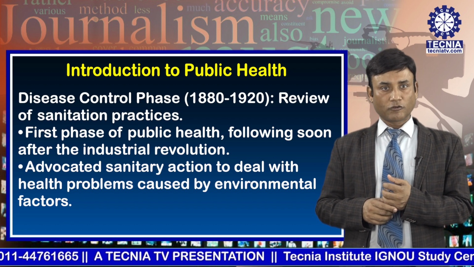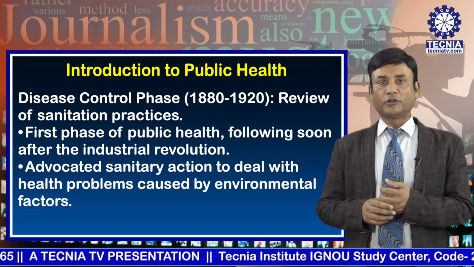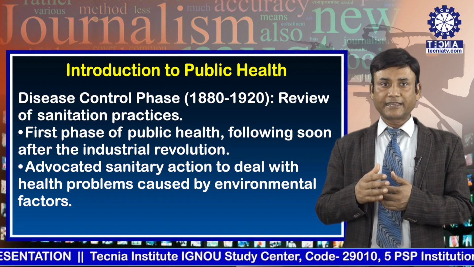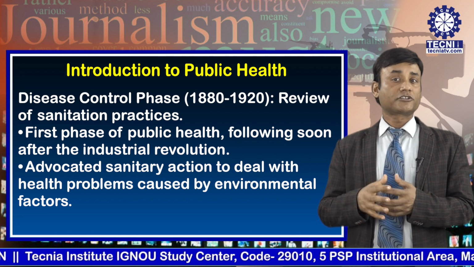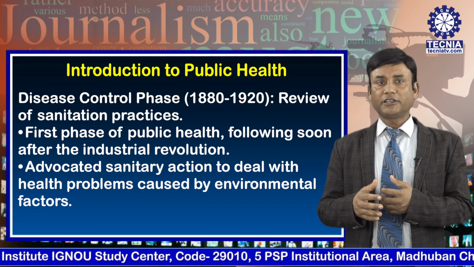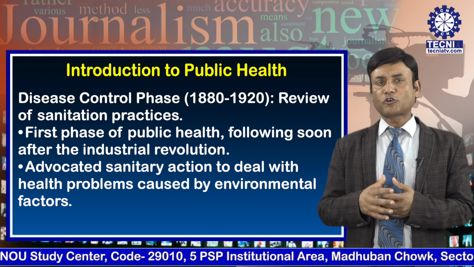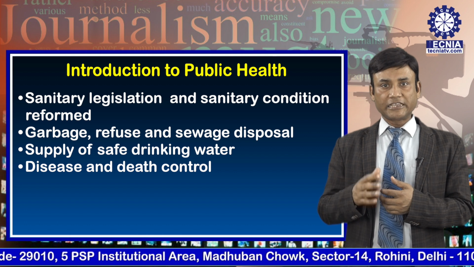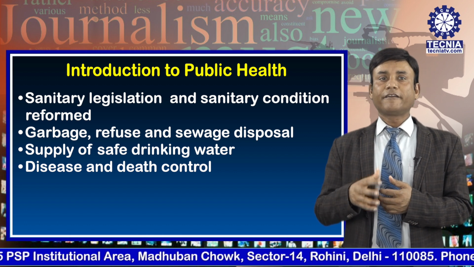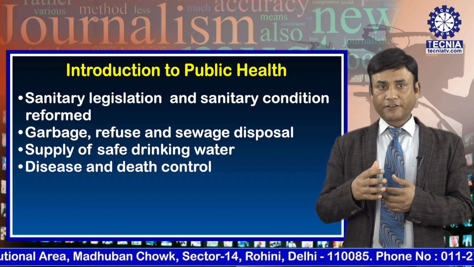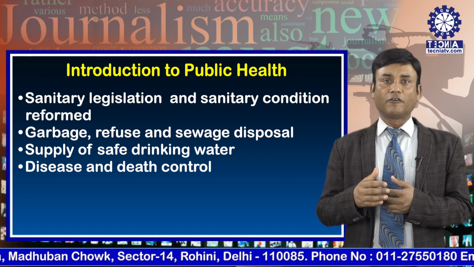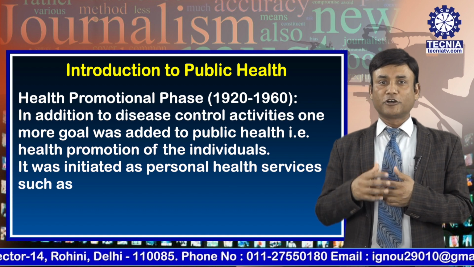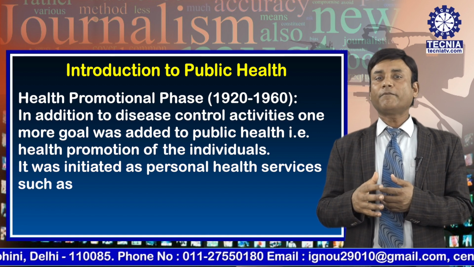First phase, disease control phase, 1880s to 1920, review of sanitation practices. The first phase of public health, following soon after the industrial revolution, advocated sanitary action to deal with health problems caused by environmental factors. And second, sanitary legislation and sanitary condition reform, garbage refuse and sewage disposal, supply of drinking water, disease and death control, gave positive results, that is, improved the health of people.